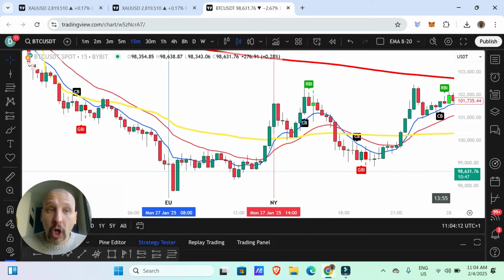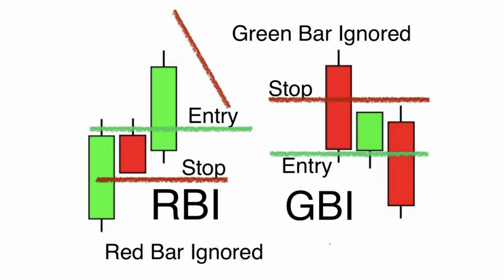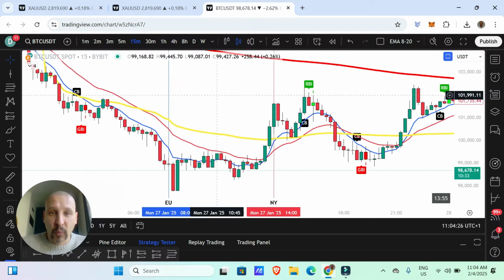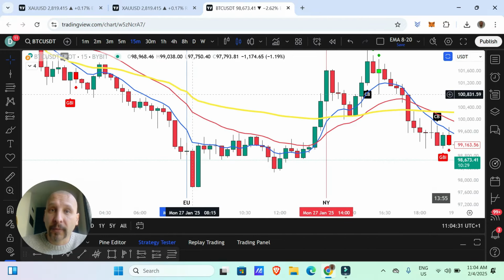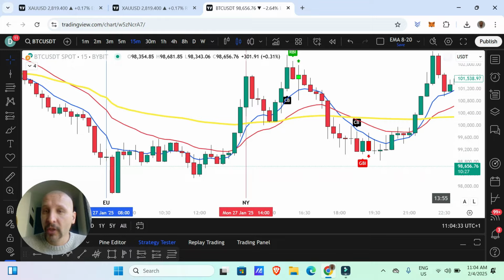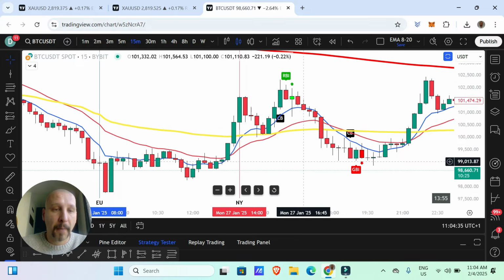So this is now my chart for the Bitcoin, and you can see I marked the European session, the London and the New York. We will look first for GBIs, RBIs on the 15 minutes for Bitcoin for the previous week. So what we can see right from the get-go, London, it's nothing. We got no signals, no setups for Monday.